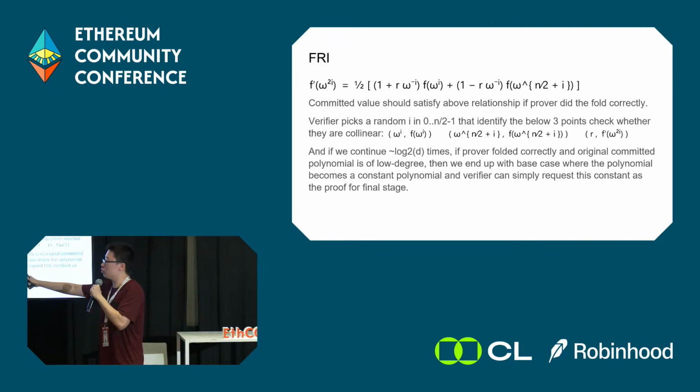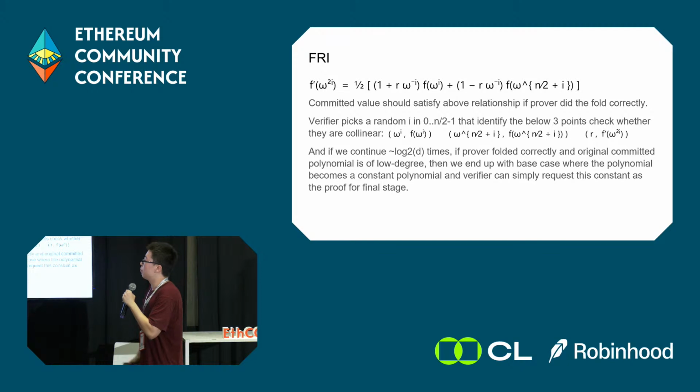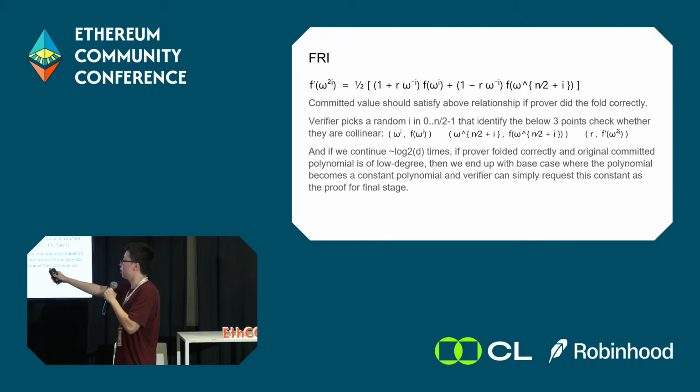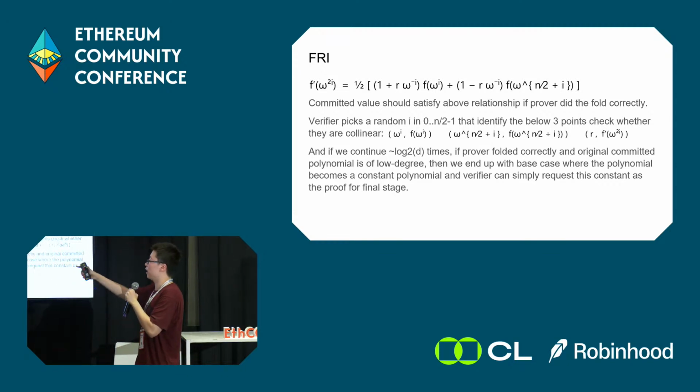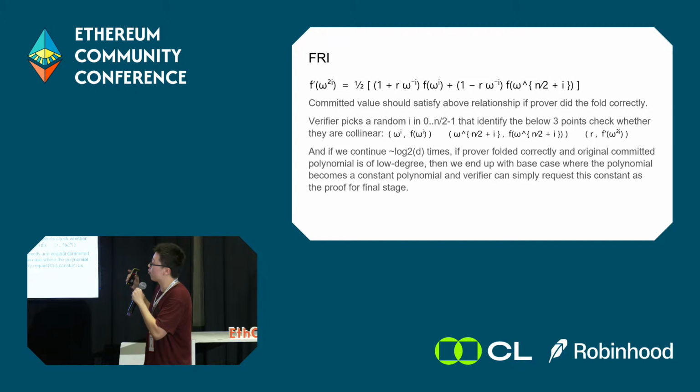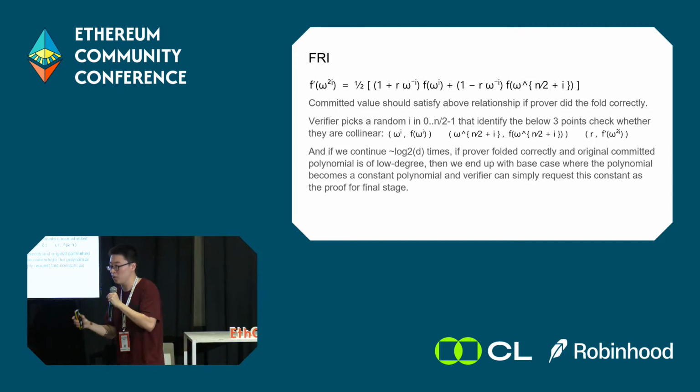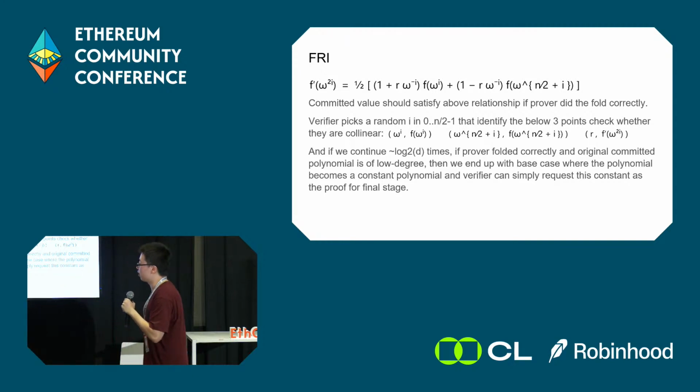And then if we continue doing this roughly log d times, where d is the degree of the original polynomial, and the prover folded correctly in each of the steps, and the original committed polynomial is indeed of low degree, it's not some degree that's fairly large like n, where n is the coding ratio. Then we end up with a base case where the polynomial becomes a constant polynomial, and therefore I can simply request a constant as the proof for the final stage. And if the base case is correct, it can recursively understand everything before it.